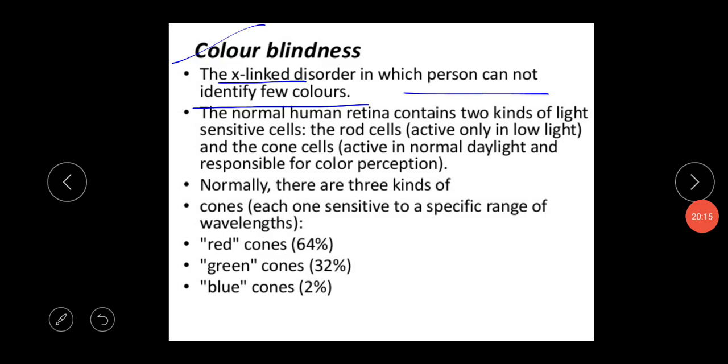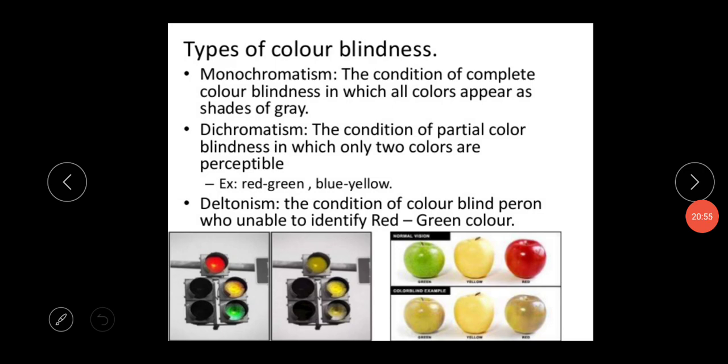Normally there are three kinds of cones, each one sensitive to a specific range of wavelengths: red cones 64%, green cones 32% and blue cones 2%. It is present mostly in males because of the presence of only one X chromosome as compared to two chromosomes in females. A heterozygous female has normal vision but is a carrier and passes on the disorder to some of her sons. According to pedigree analysis, color blindness is transmitted to the son rather than the daughter. So this is the basic thing.